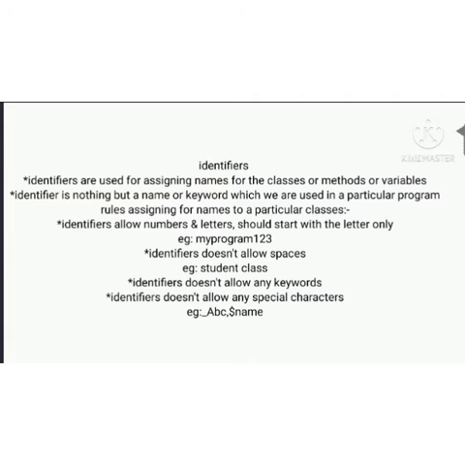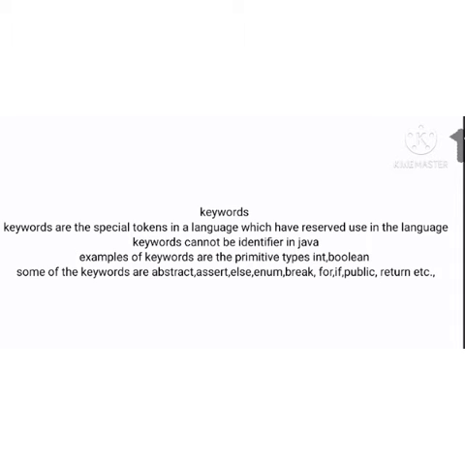Next we see the keywords. Keywords are special tokens in a language which are reserved to use in a language. Keywords cannot be an identifier in Java. Examples of keywords in primitive data types are int, boolean. Some of the keywords are abstract, assert, else, enum, break, for, if, public, return, and we have many keywords which have a specific meaning. These keywords are used as reserved words. They cannot be used as identifiers.